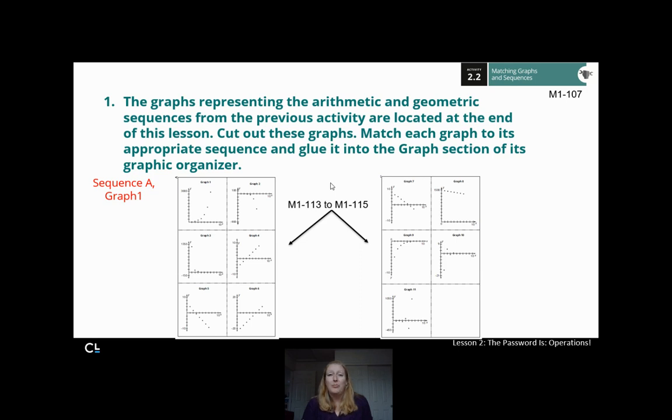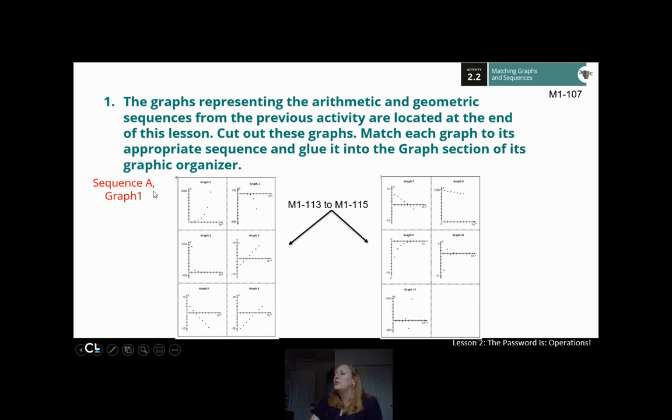All right, hopefully you hit pause and you had a chance to match up all of your graphs with the tables and glue them all in the right place. You may have to hit pause while you check as well, because you may have to flip around pages, because I just did them in order A, B, C, D on down, but of course that's probably not the order you have them glued into your organizers, because some were arithmetic and some were geometric.